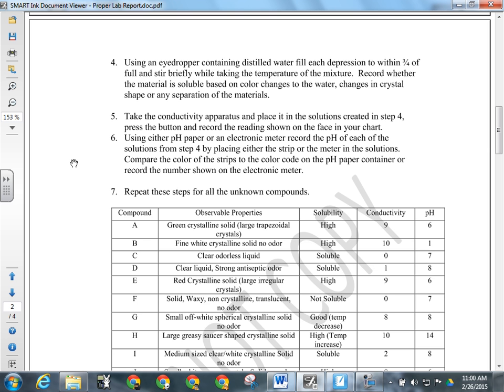For number 6, the pH test, using either pH paper or an electronic meter, we had pH paper. Record the pH of each of the solutions from step 4 by placing either the strip or the meter in the solutions. Compare the color of the strips to the color code on the pH paper container, or record the number shown on the electronic meter. So I'm saying here's what to look for. Number 7, repeat these steps for all unknown compounds. Everybody with me there? Detailed, explicit instructions.